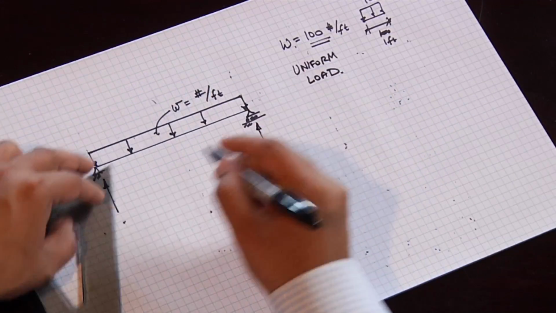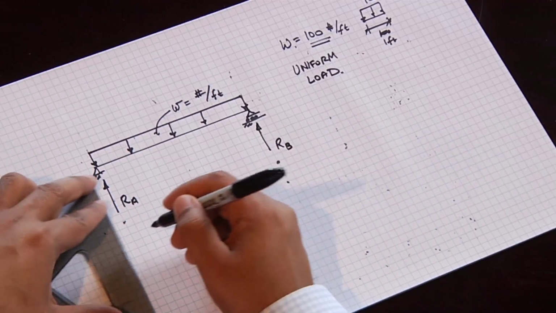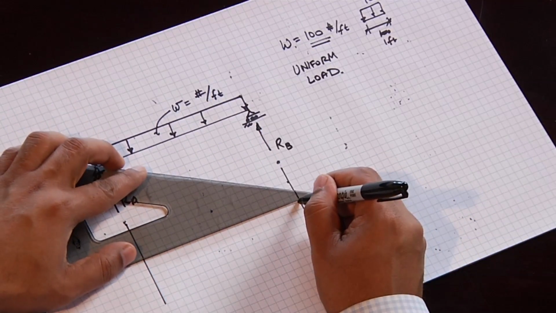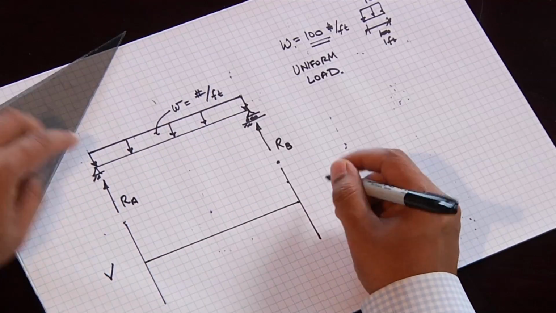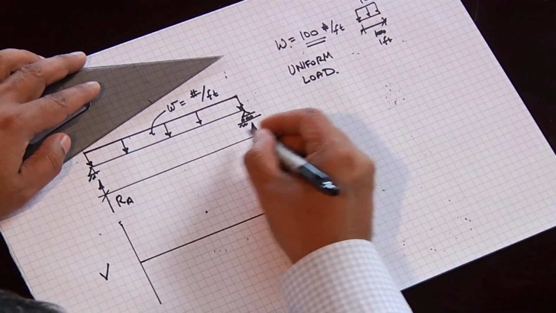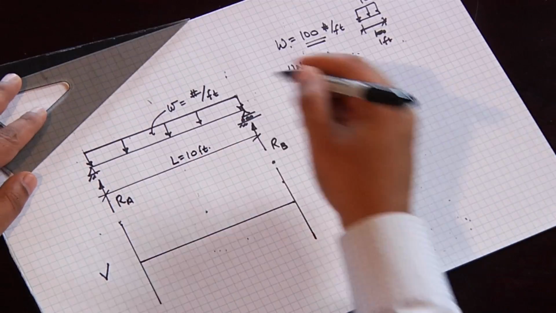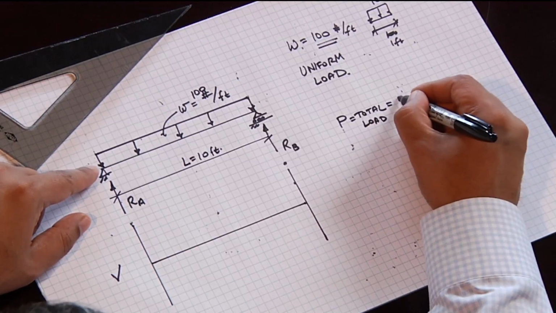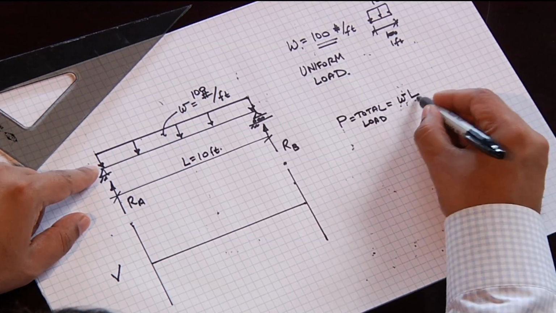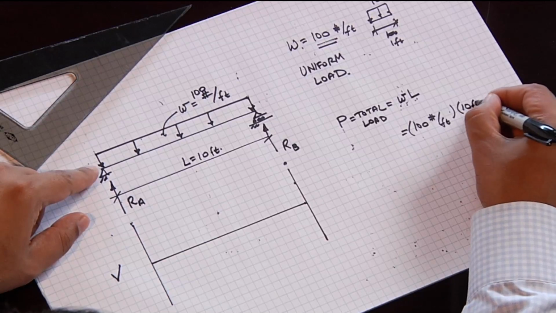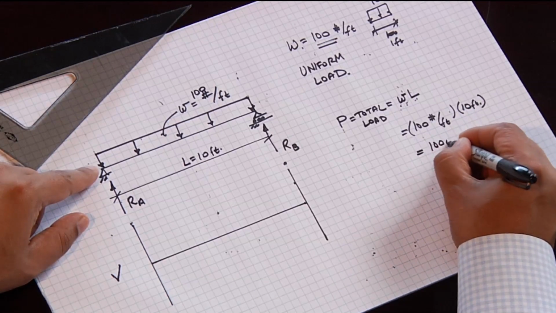Now again, we draw our lines. We have two reaction points, RA and RB. We draw our lines down and our horizontal axis. The first thing we have to do is compute the reactions. Let's also put a span on here. We'll make L equal to 10 feet and W 100 pounds per foot. The total load, I'll call it P, is equal to the uniform load times the length, W times L. W is 100 pounds per foot times 10 feet, so the total load is 1,000 pounds.